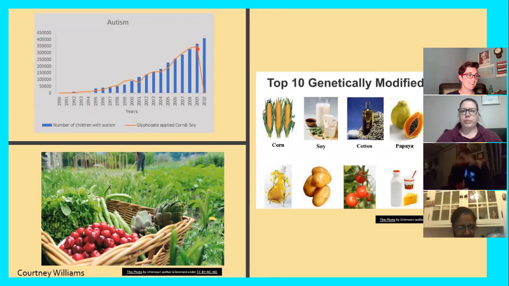So that was the data of an event occurring. As these crops become more modified with the GMOs, we will more than likely see an increase of autism in our children, as it is doing.